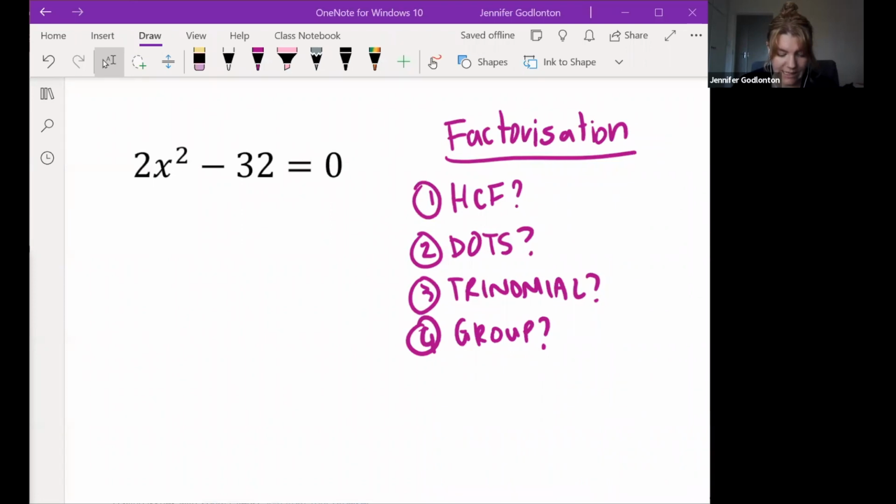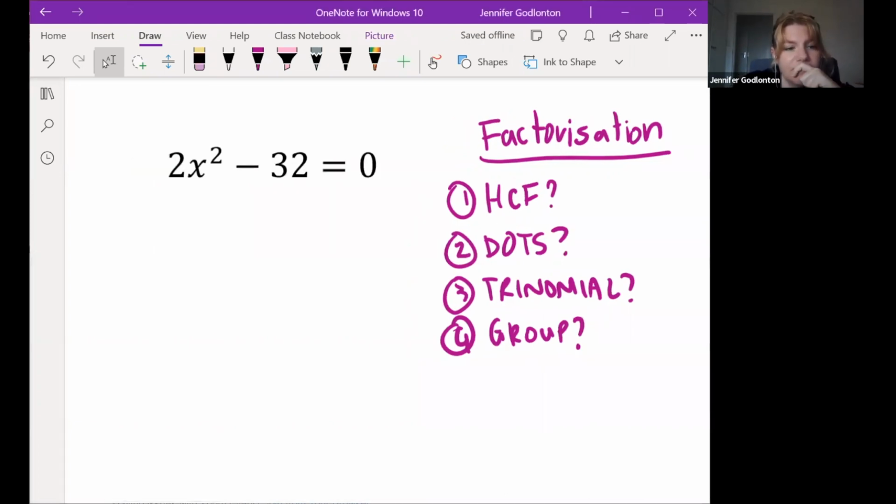Okay, I'm going to give you just a little bit of extra time, and then we can go through this answer. Just take it step by step. Think about each thing you have to do. Dots means difference of 2 squares.